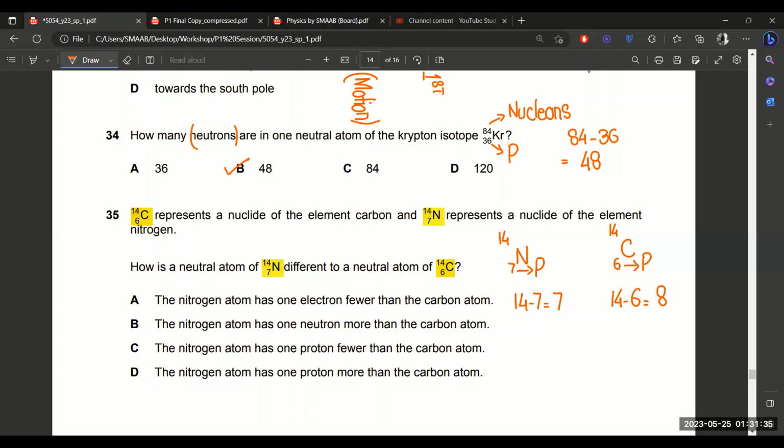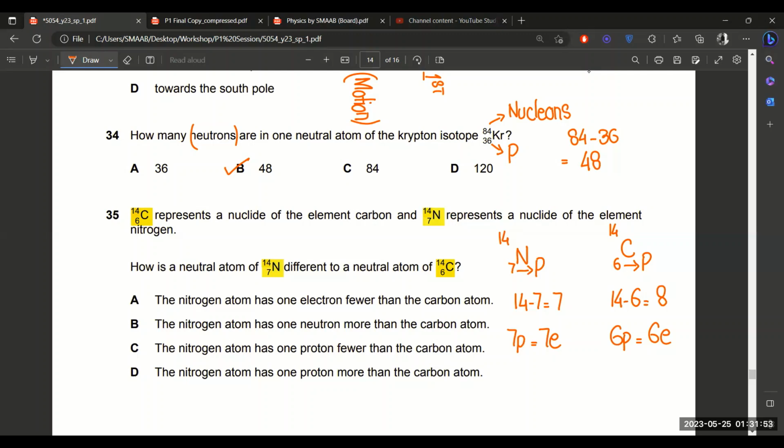So there are 7 protons, so it means there will be 7 electrons. And there are 6 protons, so it means there will be 6 electrons. So that is a simple working, and according to that, we can easily find out the answer now.